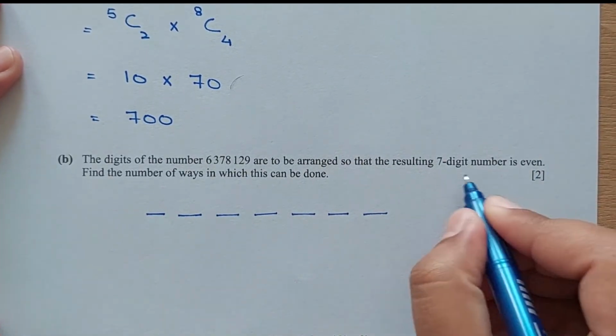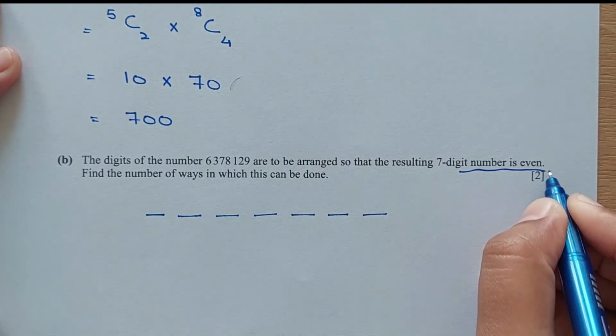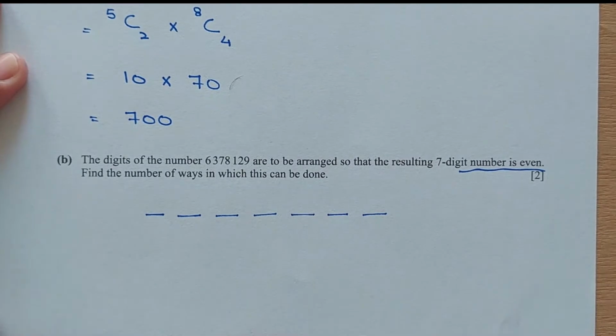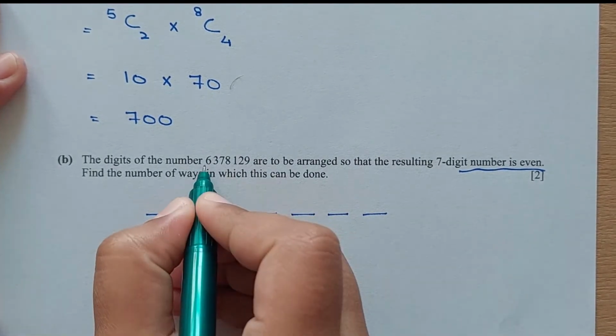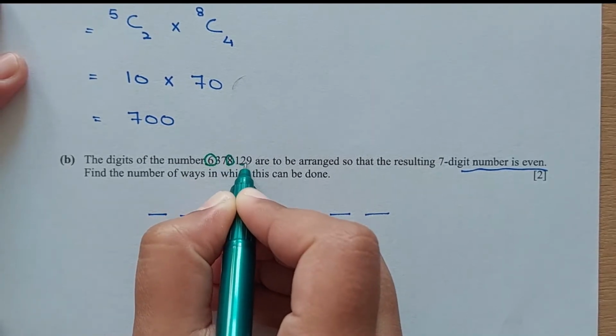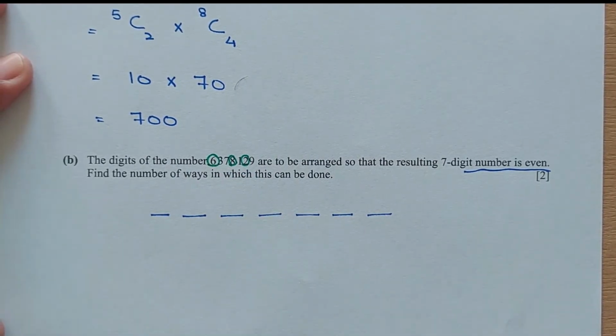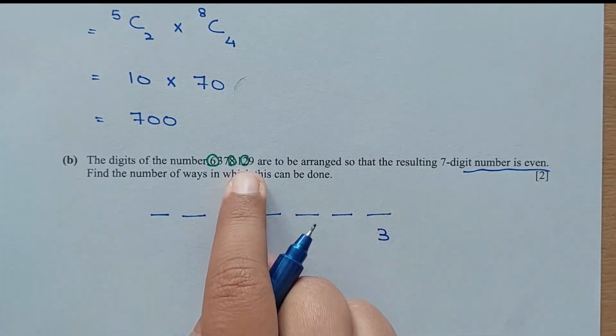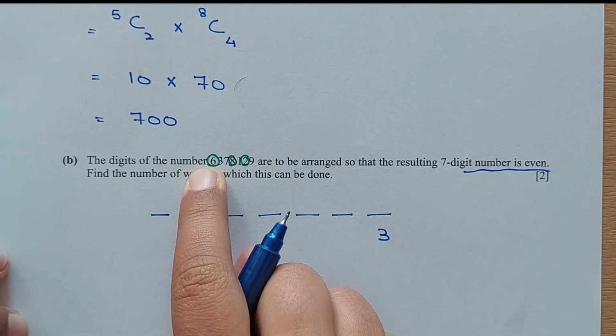Okay, if the number is even, it means it must end in an even digit, right? So how many digits are even? 6 is an even digit, 8 is even, 2 is even. So 3 digits are even. So we have 3 options for the last digit. It can be 2, it can be 8, it can be 6, right?